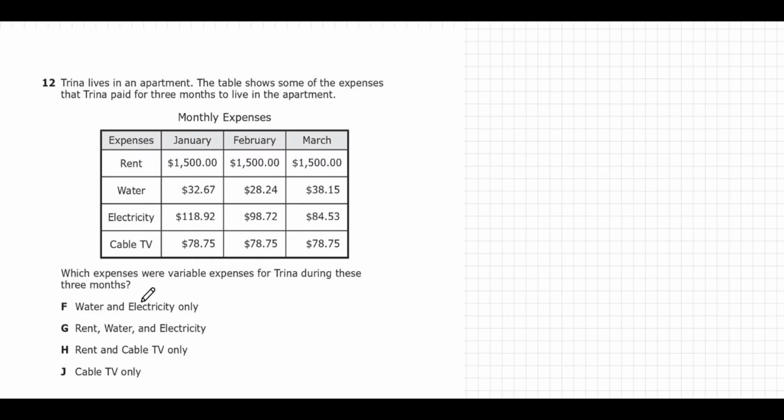Question number 12. Trina lives in an apartment. The table shows some of the expenses that Trina paid for 3 months to live in the apartment. Which expenses were variable expenses for Trina during these 3 months?